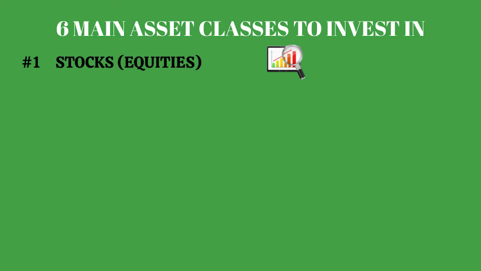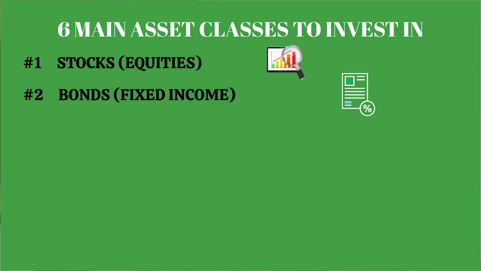Asset class number 1, stocks, also called equities. Stocks represent shares of ownership in publicly traded companies. Historically, this asset class has outperformed the other asset classes. The average annual return of a stock market is around 10%. Stocks are also volatile in the short term, and this needs to be considered when investing in this asset class. In my opinion, this is the most popular asset class, as you can start investing in the stock market with very little capital.